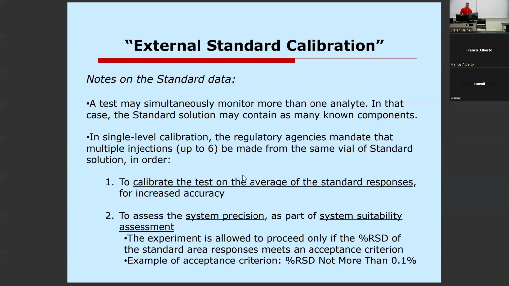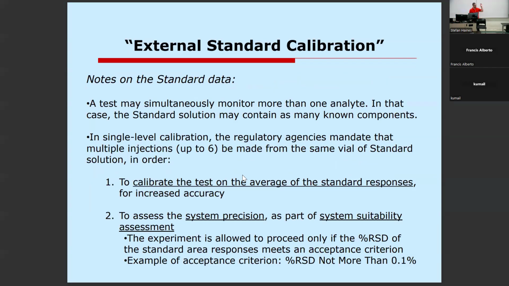We can also do more than one analyte, of course. Otherwise, the machine would take a long time to do anything useful. If we want to do single level, we should do 6 injections from our standard solution. We want to make sure we get a decent relative standard deviation between our points.